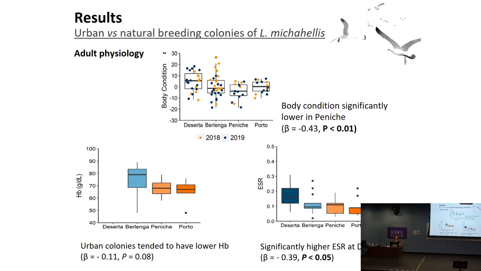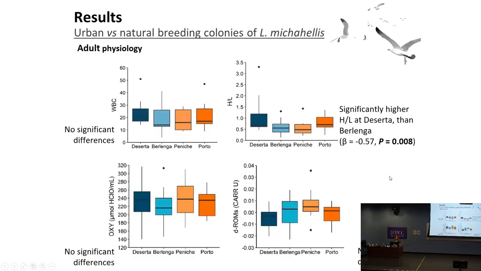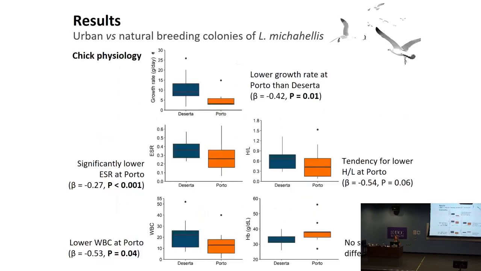There was a tendency for lower hemoglobin in urban colonies, and the adults from Deserta, the natural colony in the south of Portugal, had higher erythrocyte sedimentation rates, which may indicate acute infections in these birds. We found no effects in white blood cell counts, but the adults of Deserta also had higher heterophile to lymphocyte ratios, which is a generalist indicator of stress in birds. And we did not find any effects in oxidative stress in adults.